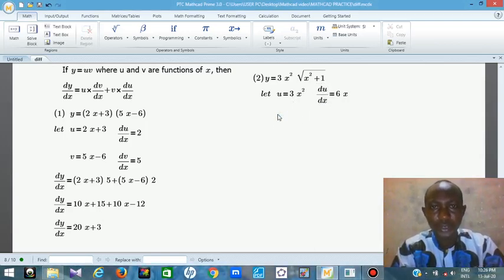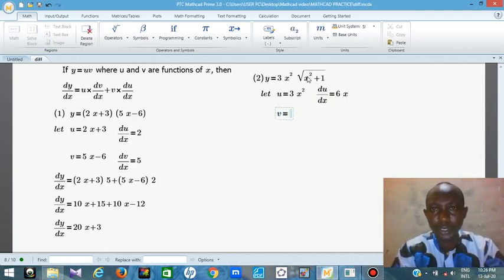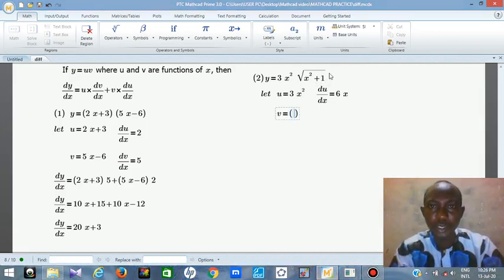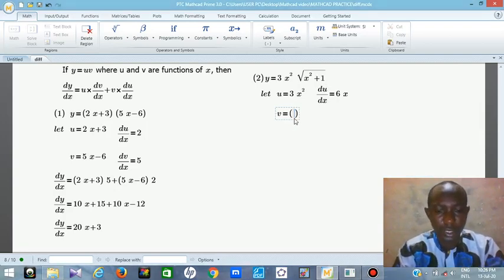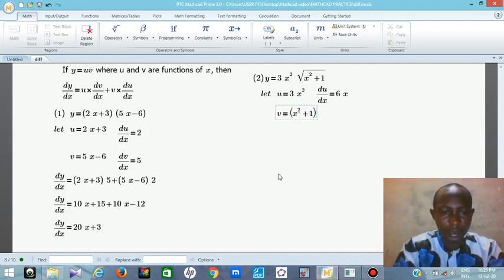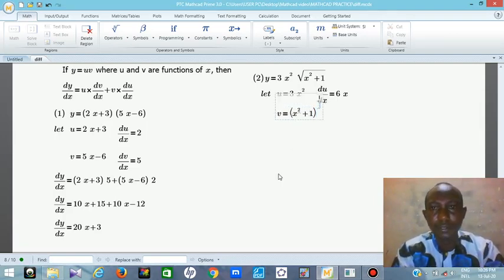Then the next thing you need to do is v. So now let v equal the second function, which is the square root of x squared plus 1. Let me put it in index form, because we are going to use function of a function. You remember our function of a function class, how I explained this. For the square root of two terms like this, we use function of a function. So we have x squared plus 1, raised to the power half. So that is the square root.